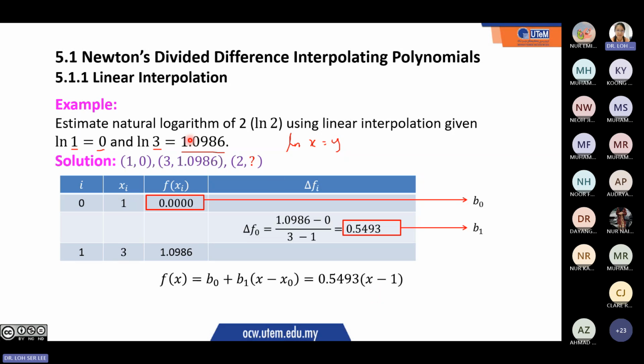Next we want to substitute when x is 2. Just substitute x is 2, then you will get this value. That means ln 2 is approximately equal to 0.5493. This is the approximation polynomial function for the ln function.